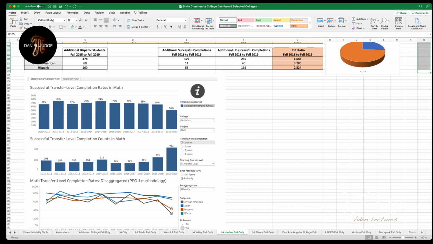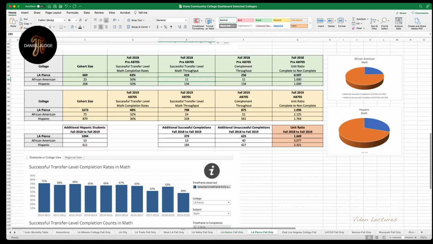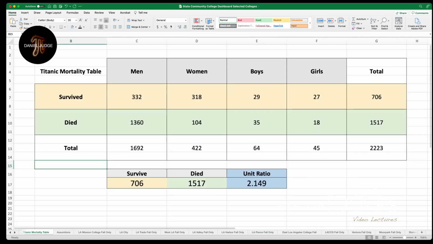So I'm going to leave the document. You can look over LA Pierce College. Again, this is their 1 to 3 for African Americans, 1 to 2.32 for Hispanics. Again, you're more likely to survive the Titanic than you are, as the best students in the highest GPA band who completed math and English courses already in high school, of getting through a transfer-level English and math course.